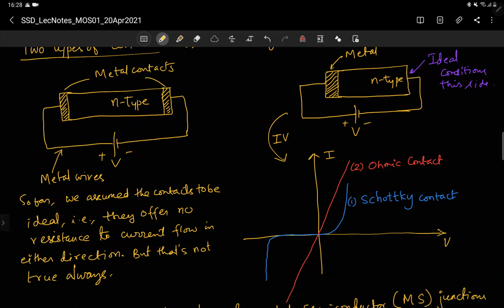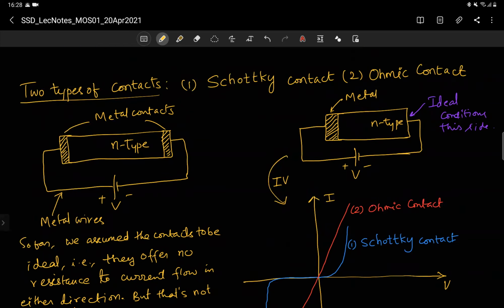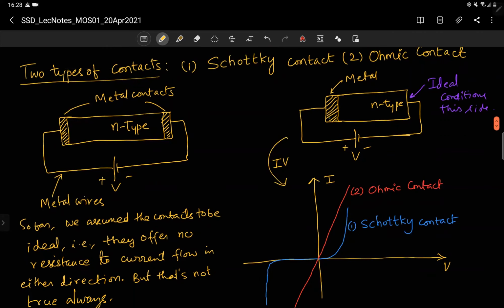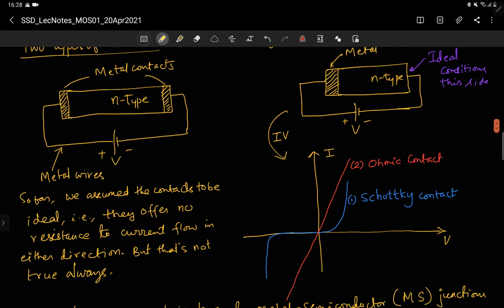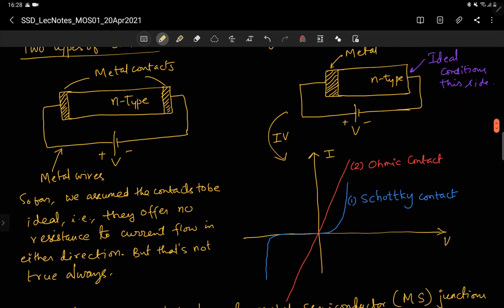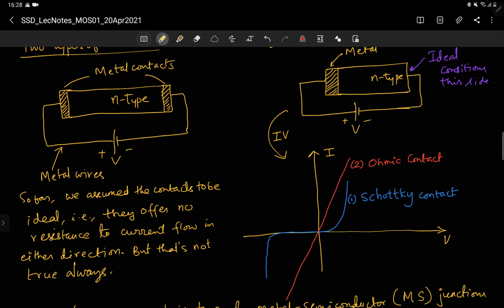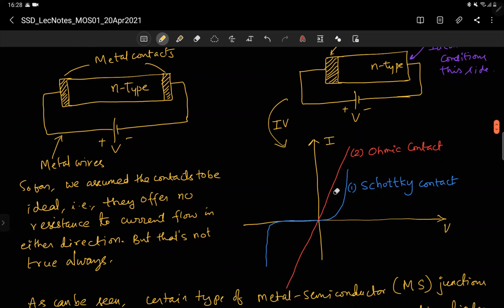Then what is the meaning of an ideal contact? For that, let us study a single contact again, like this left side contact. The metal is there, the N-type semiconductor is there, then we apply a battery. Again, I have removed the other metal-N-type junction, because we are assuming it to be ideal. So we are studying the properties of this left side metal N-type junction. If you apply a battery, depending on the nature of the contact, you can have two types of curves.